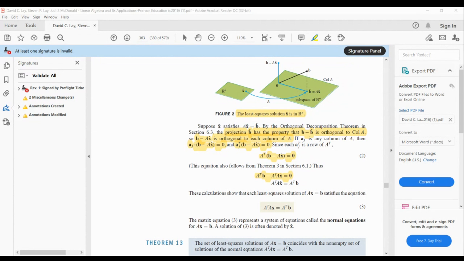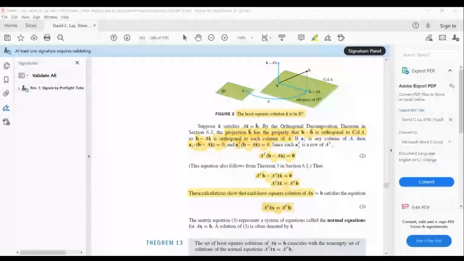And that means then that A transpose times AX hat would equal A transpose times B. And so the least squares solution has to satisfy this system of equations given by A transpose A times X equals A transpose times the vector B. They call these the normal equations. A solution of 3 is denoted by X hat.